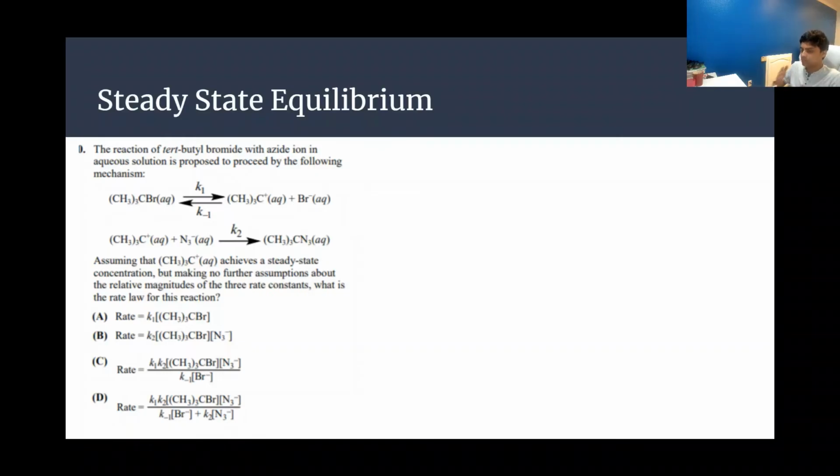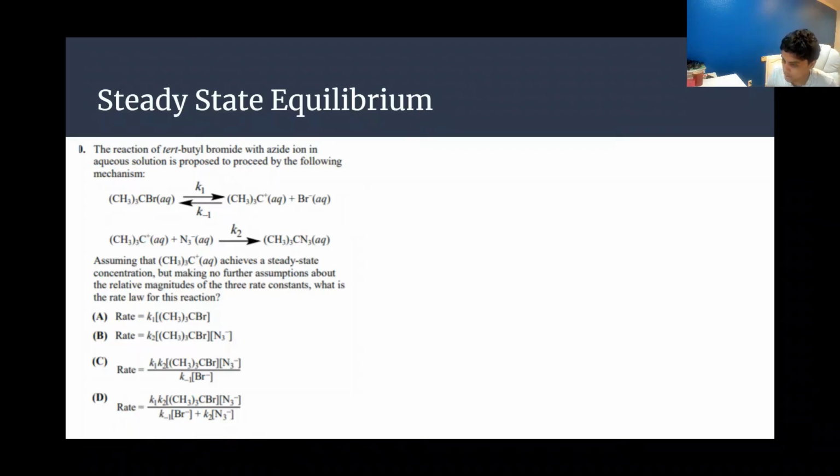So steady-state equilibrium. I'm going to explain this concept with a question. The reaction of tert-butyl bromide with the azide ion in aqueous solution is proposed to proceed by the following mechanism. Assuming that this intermediate achieves a steady-state concentration, but making no further assumption about the relative magnitudes of the three rate constants, what is the rate law for this reaction?